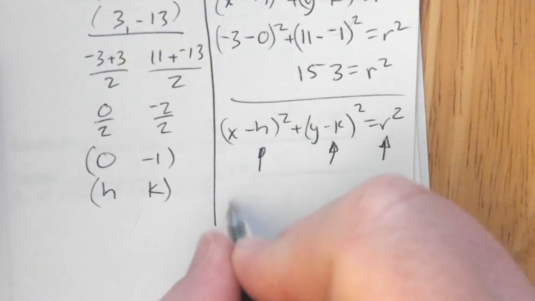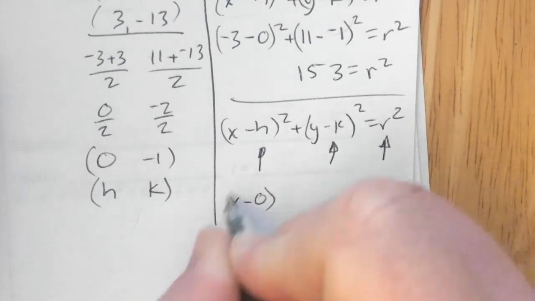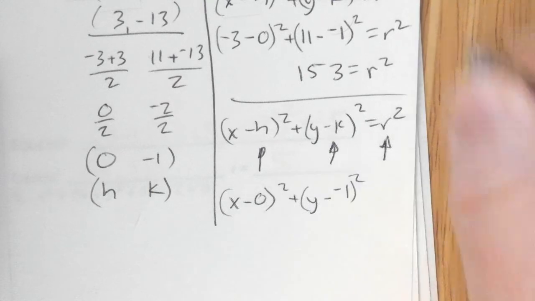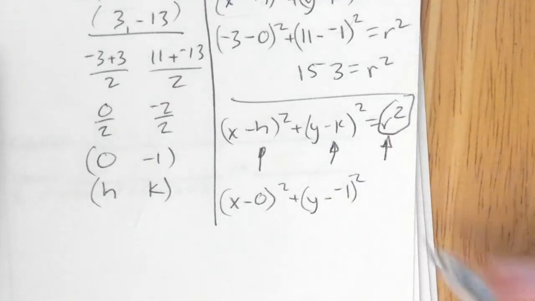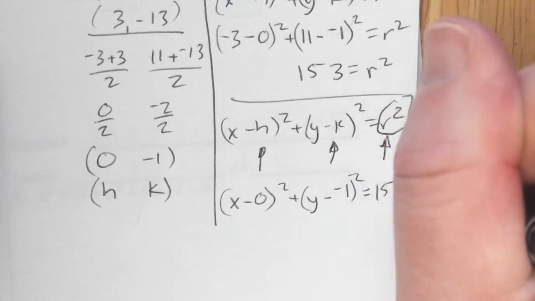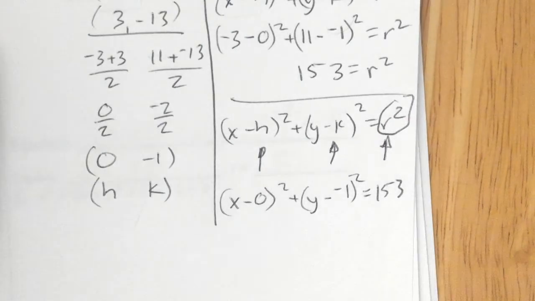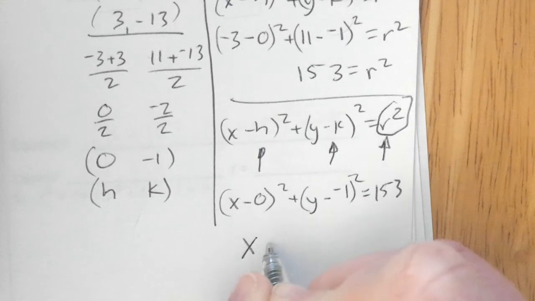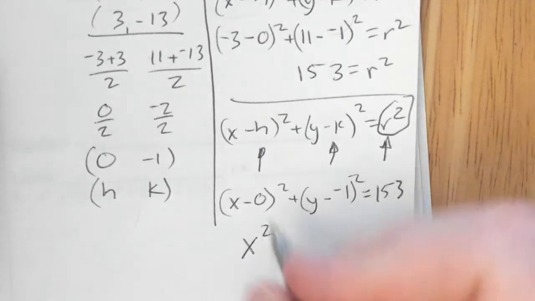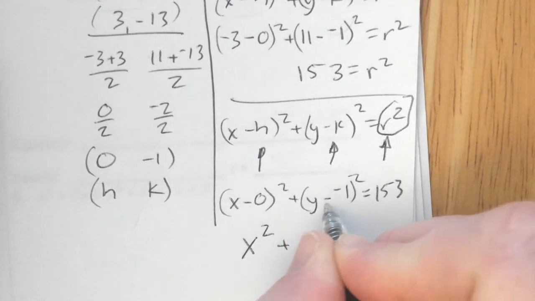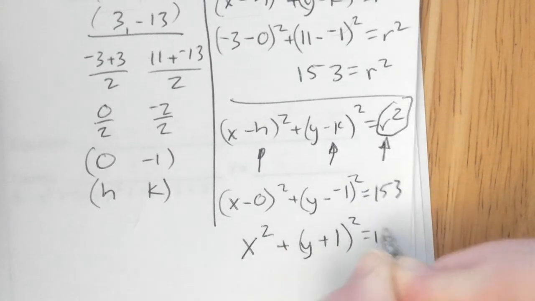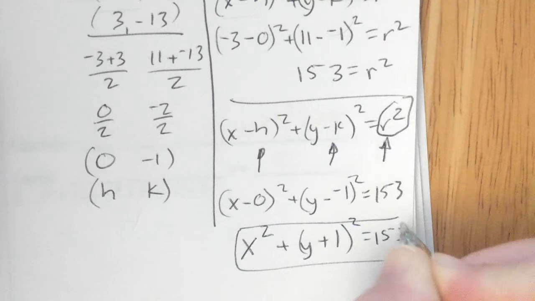So x minus 0 squared plus y minus a negative 1 squared, and we're going to replace r squared with 153. And if you can make this cleaner, do so. x minus 0 is just x, so x squared, notice we don't have parentheses now, plus y minus negative 1, that's y plus 1, squared equals 153, and that is your final answer.